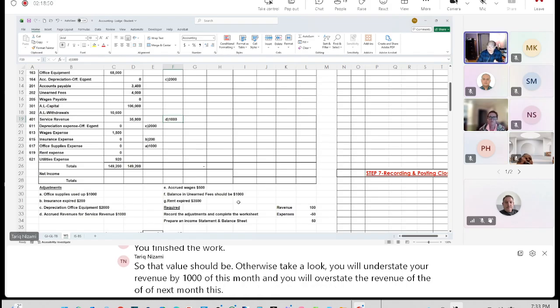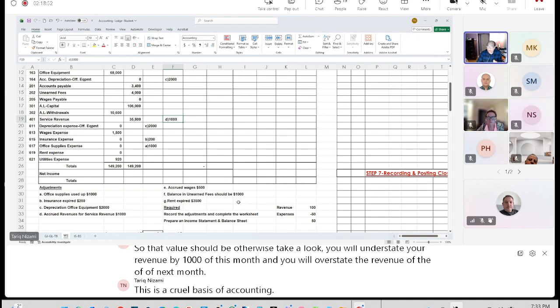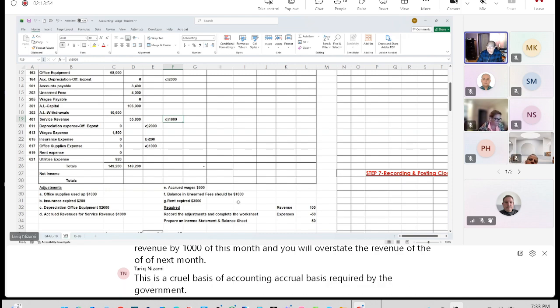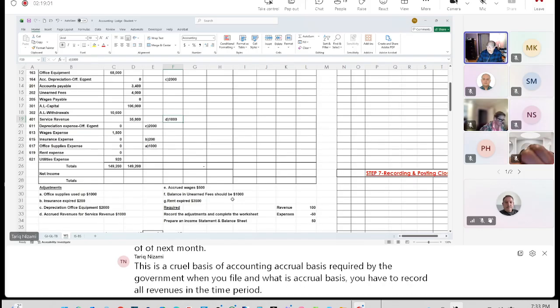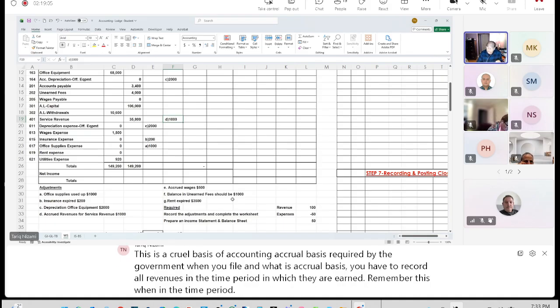This is accrual basis of accounting. Accrual basis is required by the government when you file. And what is accrual basis? You have to record all revenues in the time period in which they are earned. Remember this: the time period in which you finished it, not when you received the money.